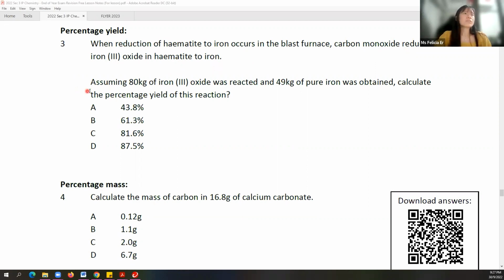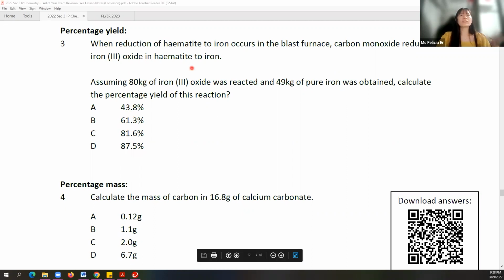So assuming that 80 kg of iron 3 oxide was reacted and 49 kg of pure iron was obtained, calculate the percentage yield of this reaction. So they are saying that if they manage to get 49 kg of pure iron, how good is this experiment? Is it that you only managed to obtain 43% of it, or are you able to obtain up to 87.5%?